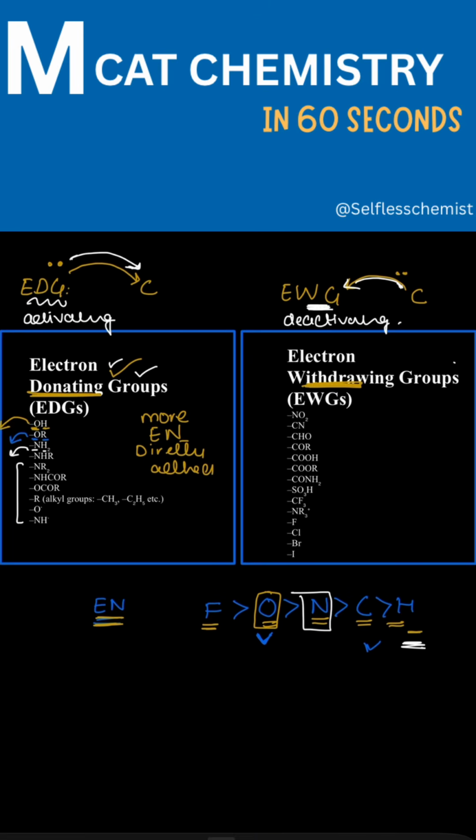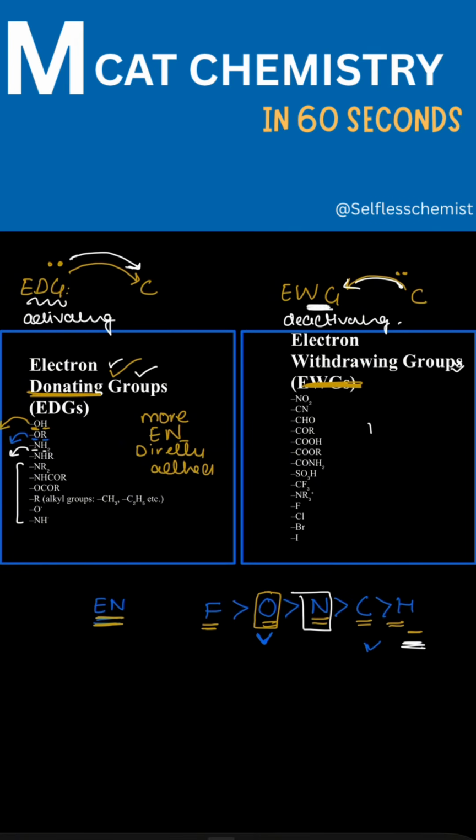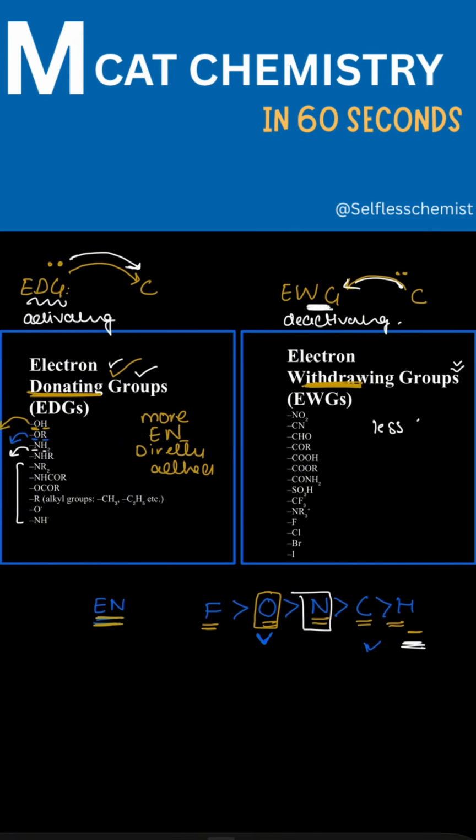Meanwhile, for the electron withdrawing groups, always the less electronegative atom is directly attached. Now, what does that mean? In these electron withdrawing groups, we can see that among the nitrogen and the oxygen, nitrogen is less electronegative than oxygen. So, when the less electronegative atom is directly attached to the carbon chain, it means that it is the electron withdrawing group.